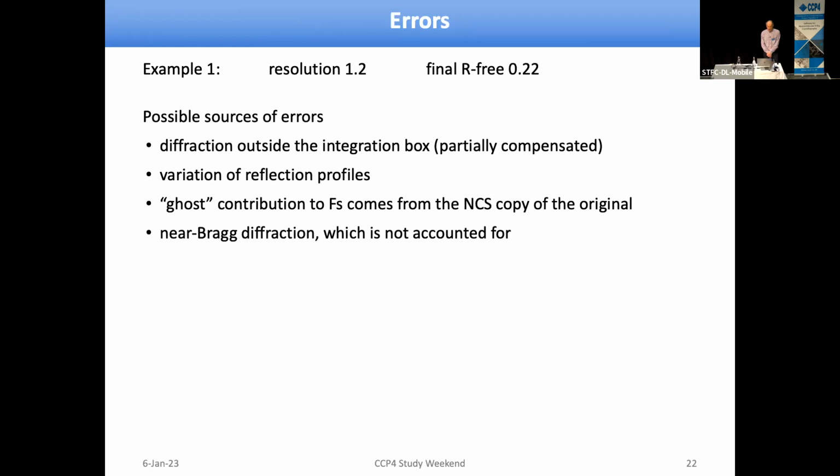And for a single crystal, we assume that any contribution to the intensity comes from randomly misaligned mosaic domains, diffracting strictly according to the Bragg law. This is not true for the disordered crystal. We need to account for near-Bragg diffraction.